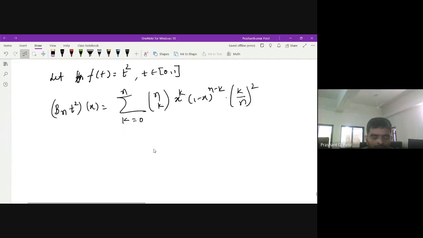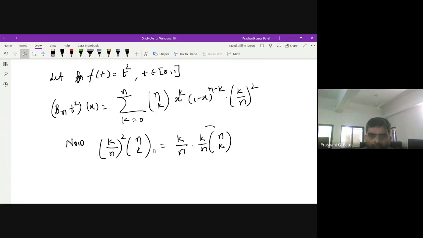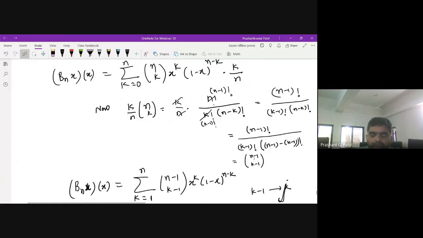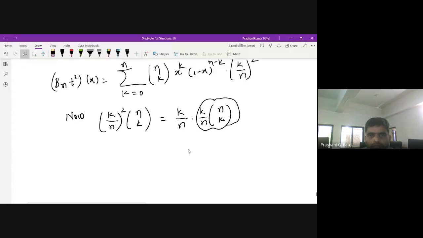So let us see now, k by n square into nCk. I can write that as k by n into k by n into nCk. And k by n into nCk, we already have an established quantity here, that is n minus 1 C k minus 1. So we can write this as k by n into n minus 1 C k minus 1, for k greater than or equal to 1. For all k which are greater than or equal to 1, we can write this.